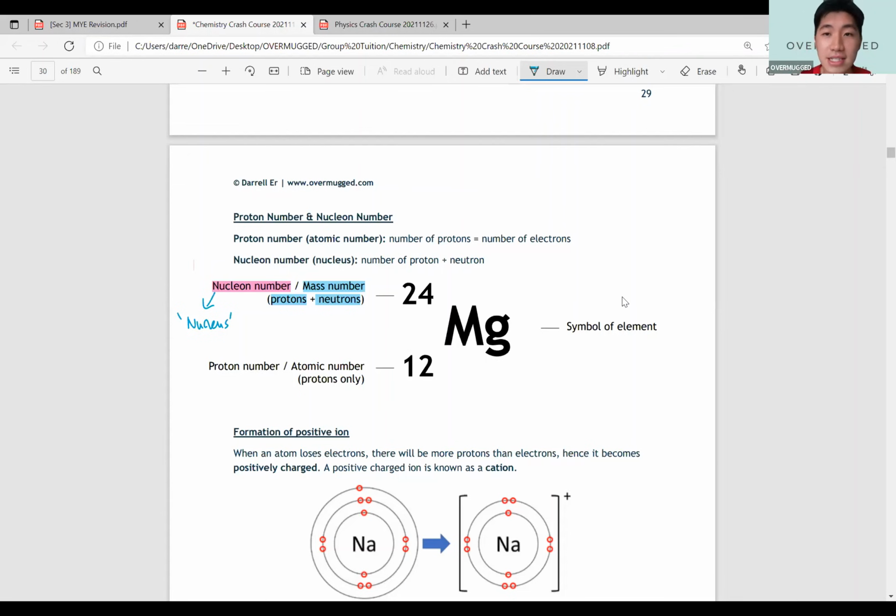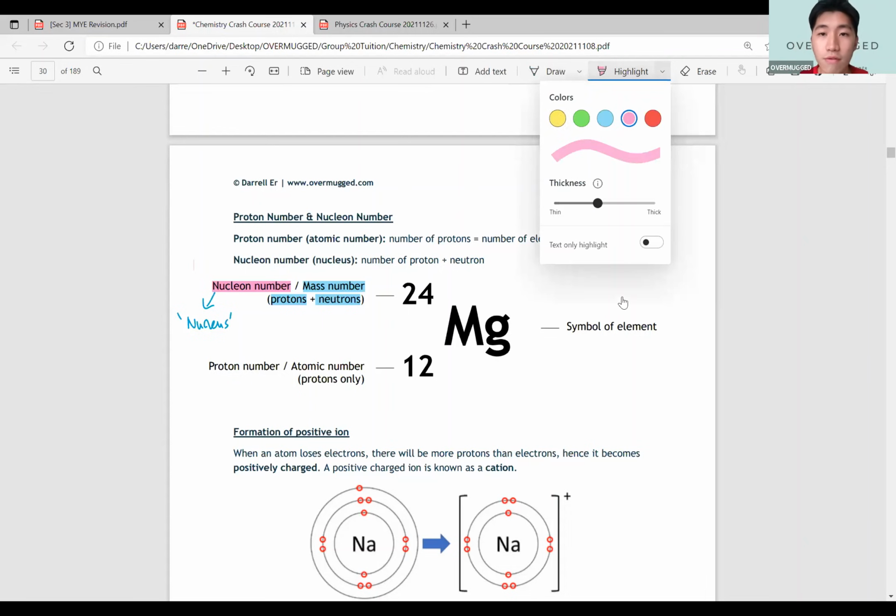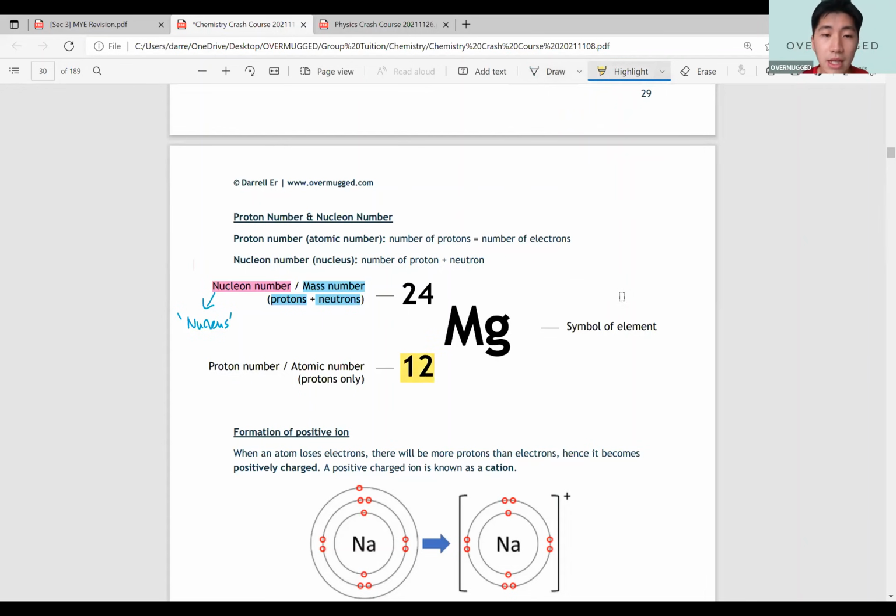Now, the second digit at the bottom is also very important. We see this 12 here. This 12 is your proton number. It tells you your number of protons. Now, what do you realize about the top and the bottom number? The top is proton plus neutron. The bottom is proton. So, common sense question, how do I find number of neutrons? 24 minus 12. So I have 12 protons and 12 neutrons, giving me a total mass of 24.